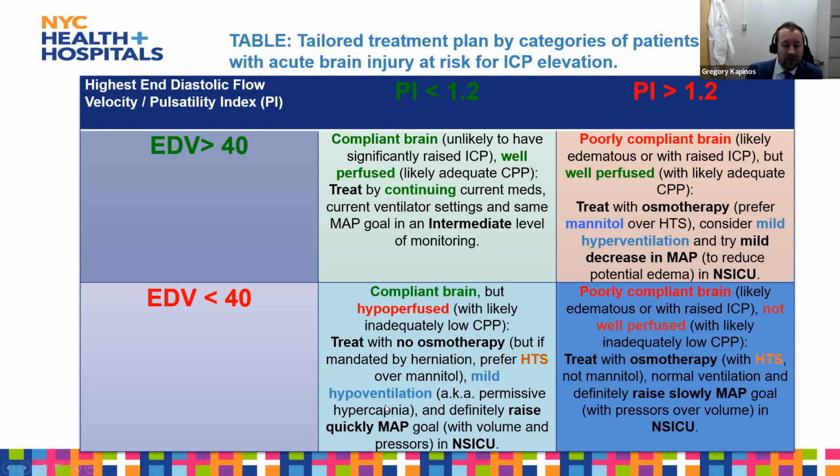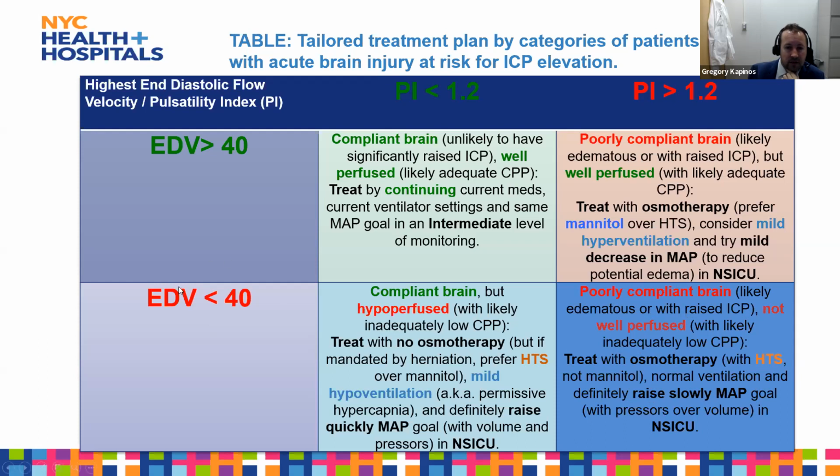If you had to pick something on your ventilator, those kind of patients should be hypoventilated, maybe to ameliorate the cerebral blood flow by elevating the cerebral blood flow during the diastole. So permissive hypercapnia would be a logical deployment of allocation of treatment to those patients. And definitely you can quickly raise the MAP, because the issue here is the perfusion of the brain is very poor. When your patient has both the PI being high and the end-diastolic velocity being low, then you have a poorly compliant brain that is not well perfused. What you need to do is osmotherapy. Definitely hypertonic makes more sense than mannitol. You can do normal ventilation because you have no room.